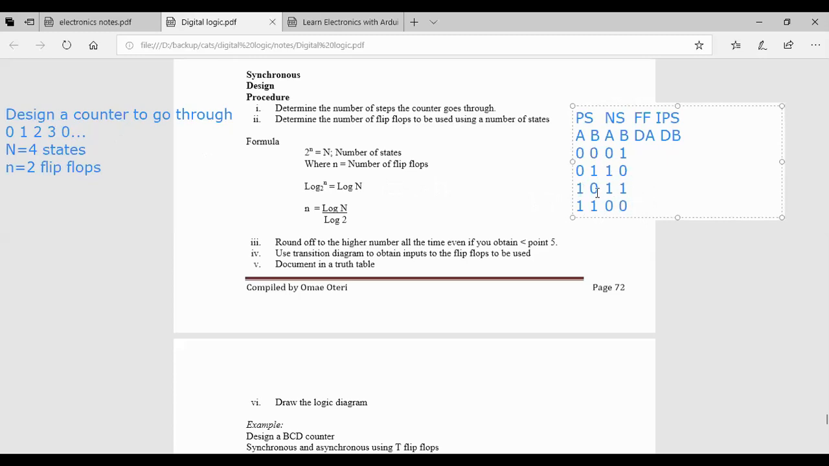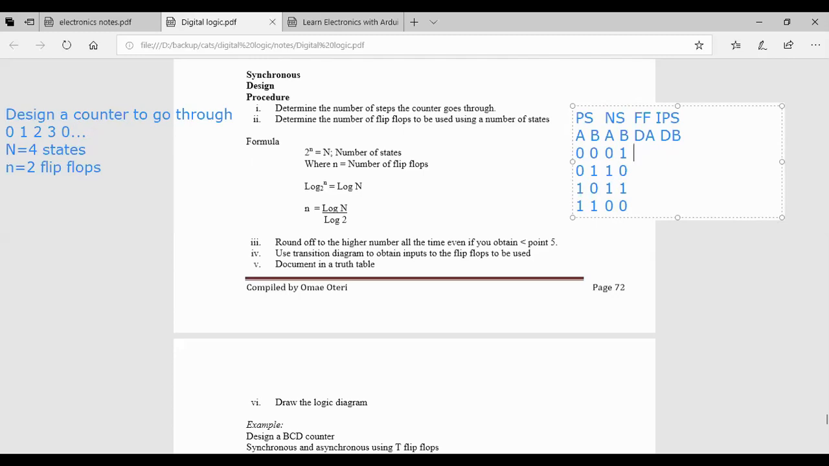Now, this is your present state, next state, which means if you are here, you move to 1. If you are here, you move to 2. If you are here, this is your present state, you move to your next state, which is 3. If you are here, you move to this one. That's what it means. And you change them to binary, they are represented this way. So let's look at the DA and DB now.